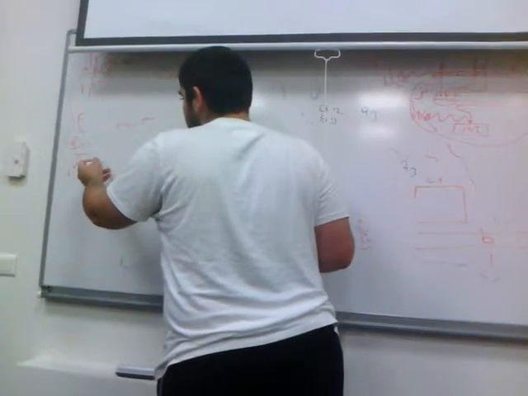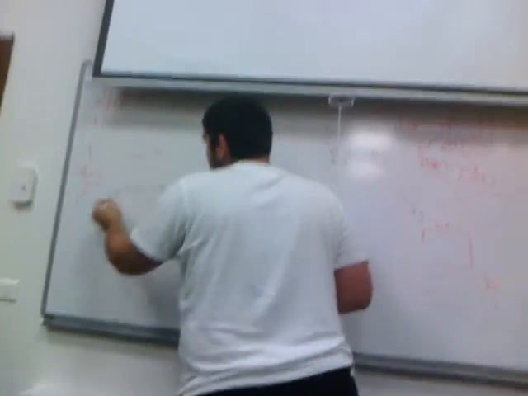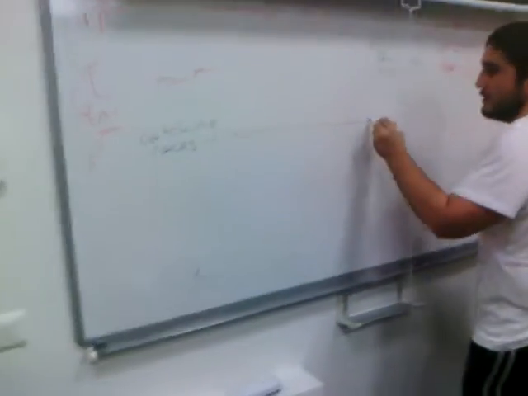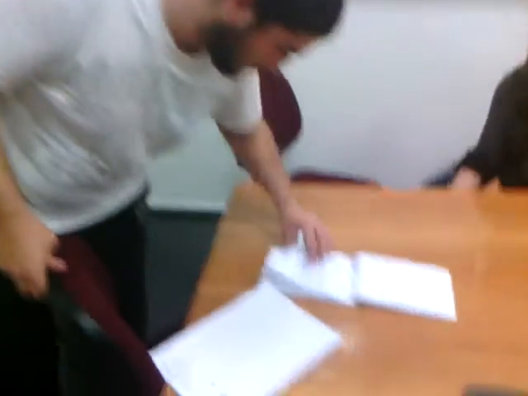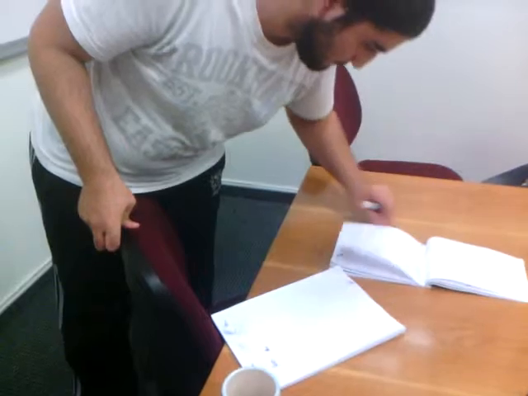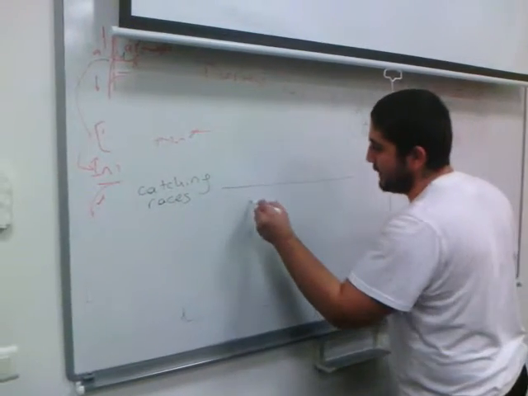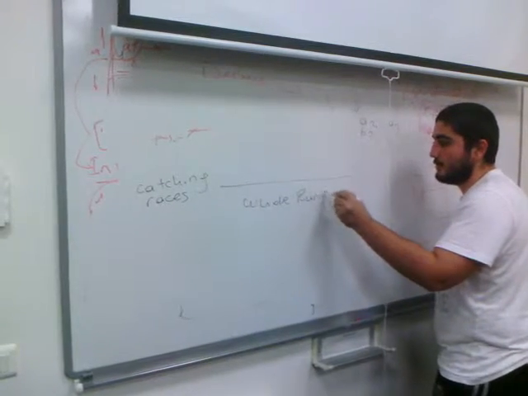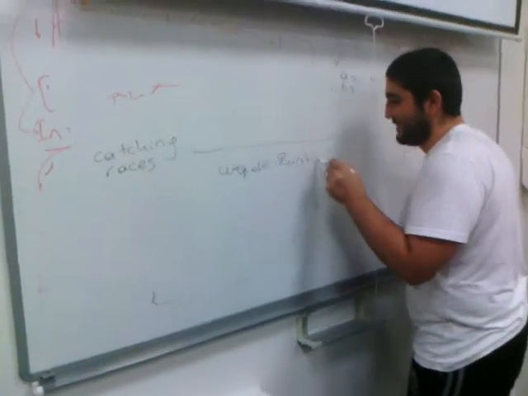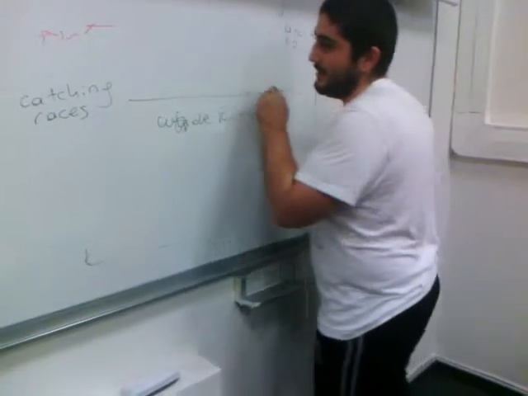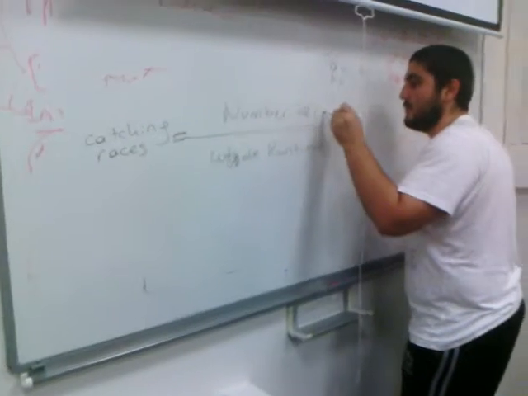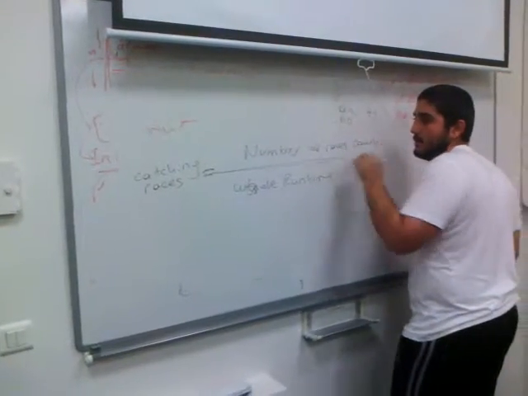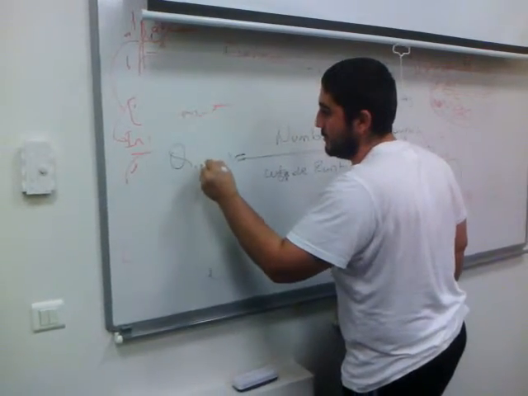What we want is catching races. This is the runtime, and this is the number of races caught in the code. So this is our quality parameter.